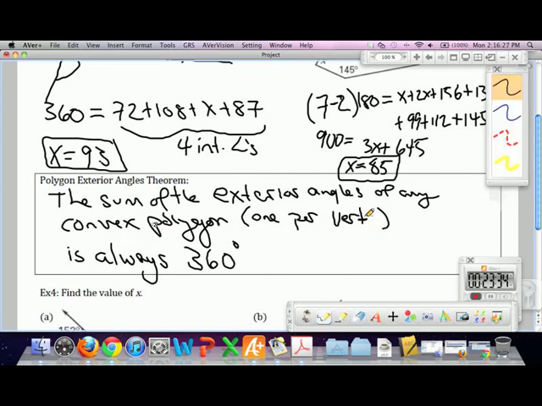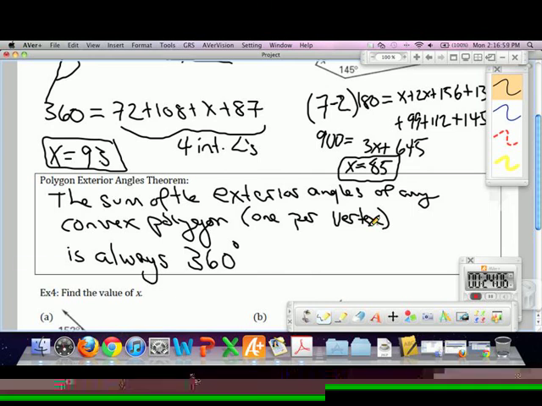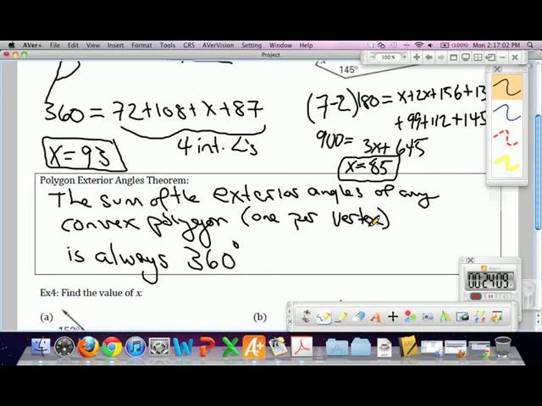So unlike the interior angles, where as we keep adding sides the sum explodes out to infinity, it just gets bigger and bigger and bigger, if we keep adding sides to a polygon, the sum of all the exterior angles is always 360, no matter how many sides you get. So if you have a triangle, the sum of the exterior angles is 360. If you have a quadrilateral, it's still 360. If it's a hexagon, it's still 360. If it's a 2000-gon, it's still 360, assuming we only measure one per vertex, which is kind of astounding, actually. Kind of cool.